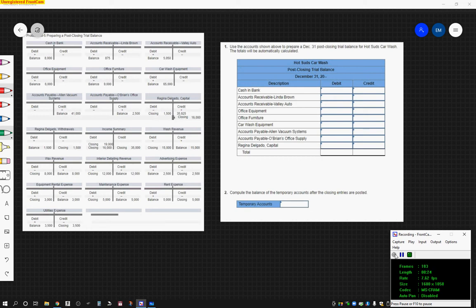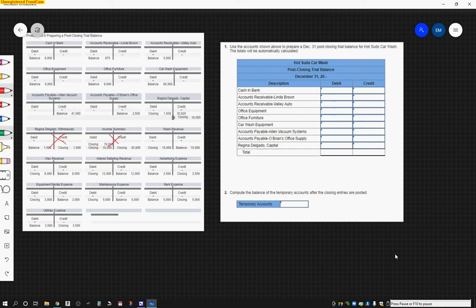So we're going to take the liberty to cross out anything that we believe is not on the post-closing trial balance, and you'll find out the withdrawals are not on it, income summary is not on it, revenue's not on it. None of these. Here's another revenue account, there's another revenue account, and there are several expense accounts. So that really leaves us with the permanent accounts.